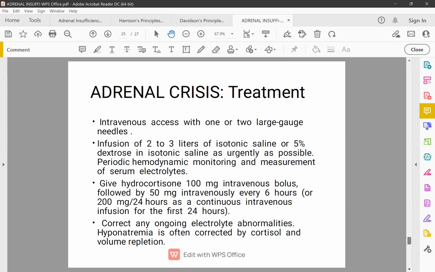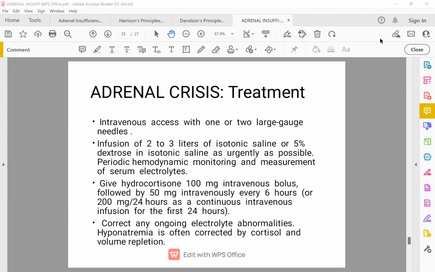For stabilization, we advise intravenous access with 1 or 2 large bore needles. Infusion of 2 to 3 liters of isotonic saline or 5% dextrose in isotonic saline as urgently as possible. And we do periodic hemodynamic monitoring and measurement of serum electrolytes. Initially, we give hydrocortisone 100 milligrams intravenous bolus, followed by 50 milligrams intravenous every 6 hours or 200 milligrams continuous infusion for 24 hours. Correct any ongoing abnormalities, and hyponatremia is often corrected by cortisol and volume repletion.